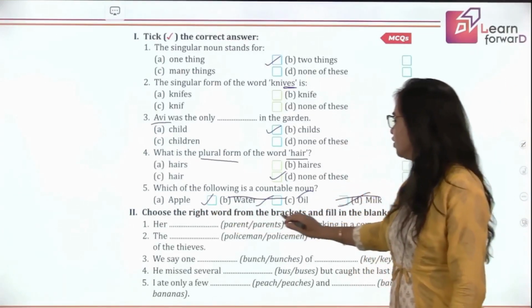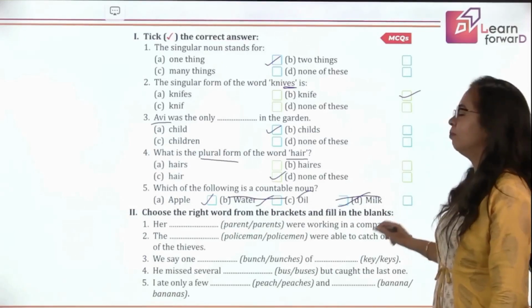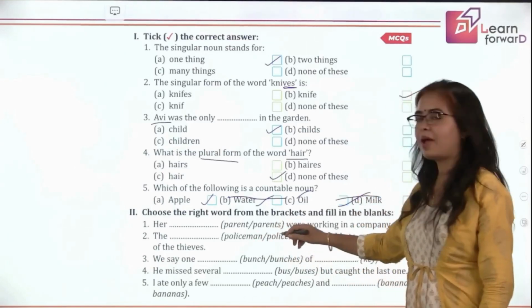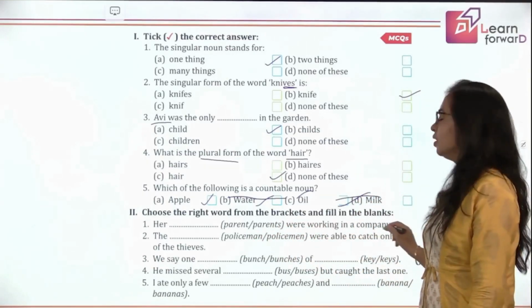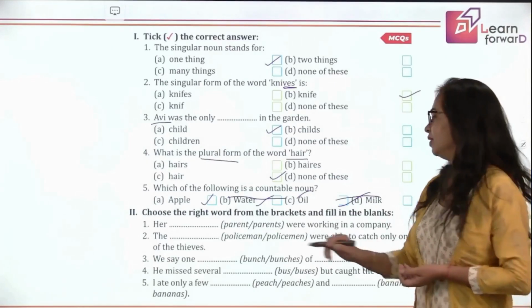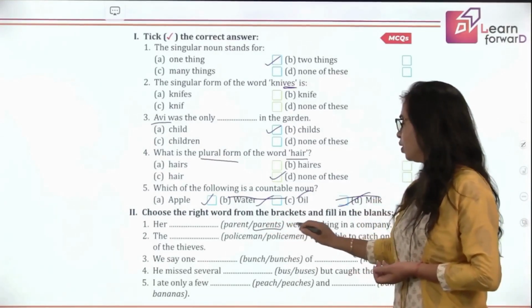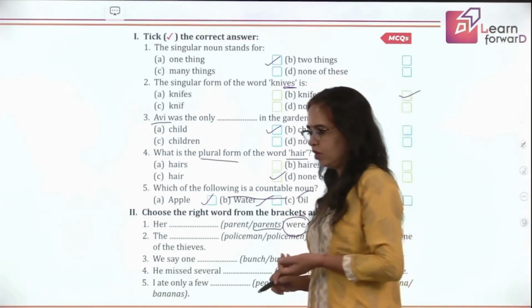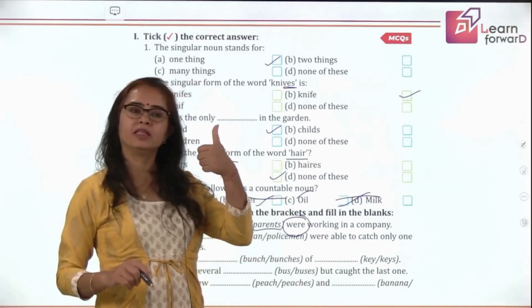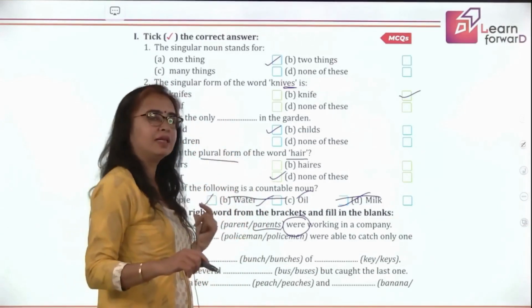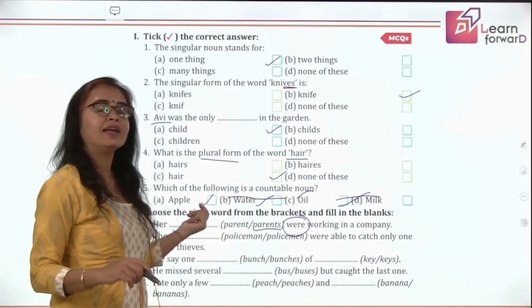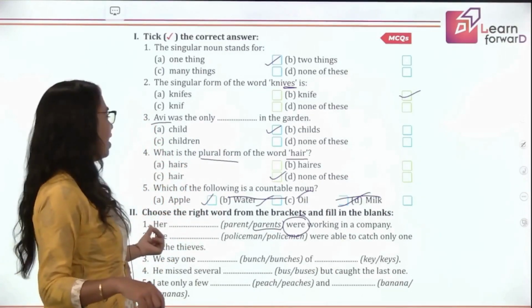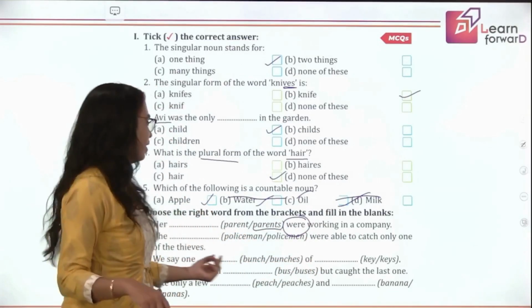Choose the right word from the brackets and fill in the blanks. Her parent or parents were working in a company. Yes, because we are talking of plural here. And moreover, if we are talking about either mother or father, we will say her mother, her father. So parents means we are talking about both mother and father. So they are plural. So her parents were working in a company.